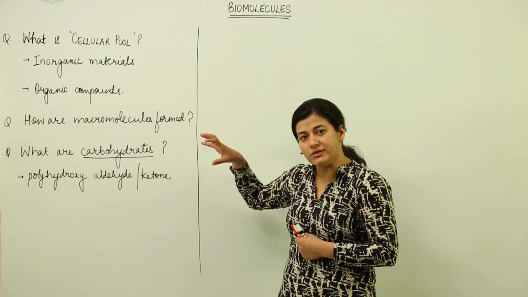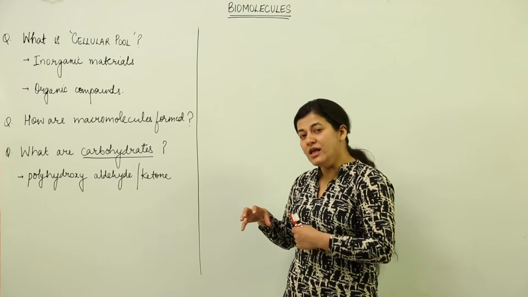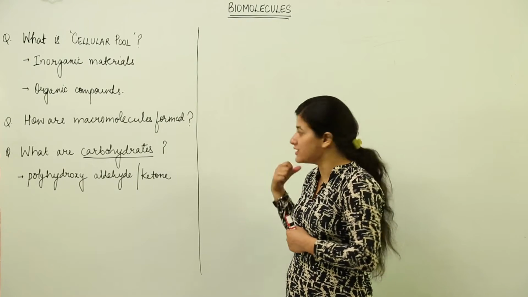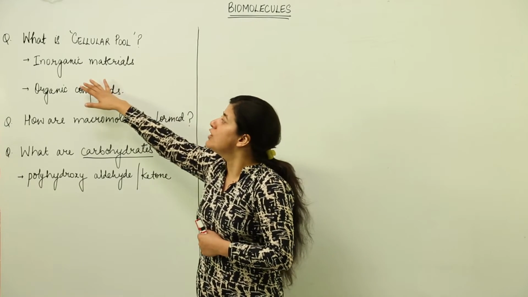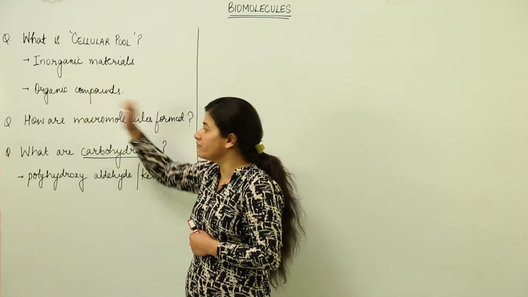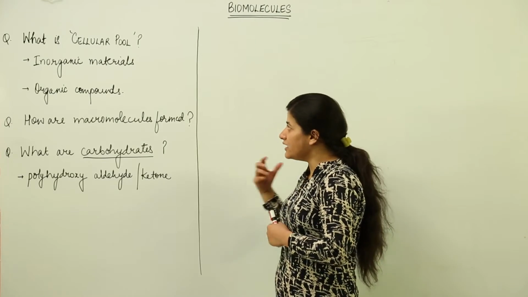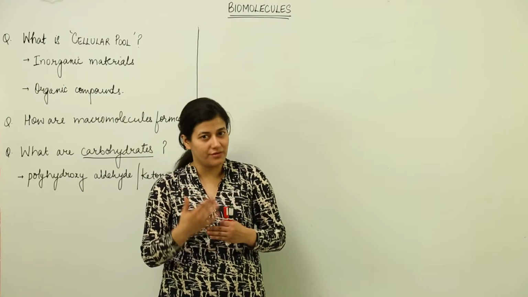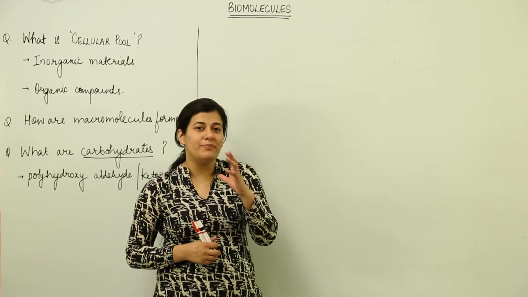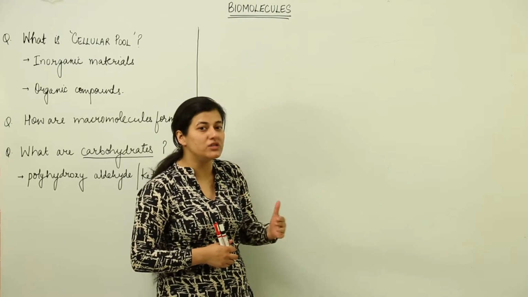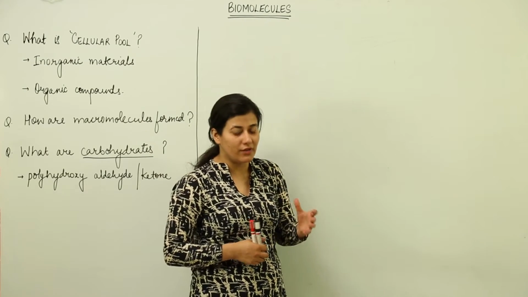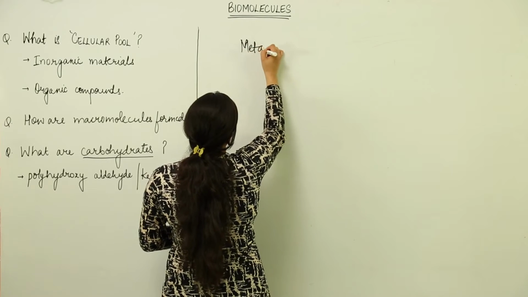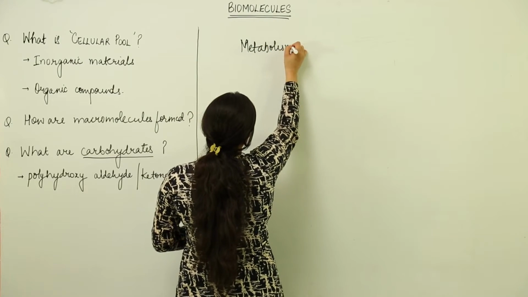Now I am going to tell you what the cellular pool is. They are the molecules which are present inside the cell, which are responsible for carrying out the various metabolic functions. So we have in the cellular pool a few inorganic materials and a few organic compounds. Now what I need to tell you is that the cell acts as the basic unit of life, that is quite repetitive. We know that the basic function which distinguishes a living organism from a non-living one is the term metabolism.